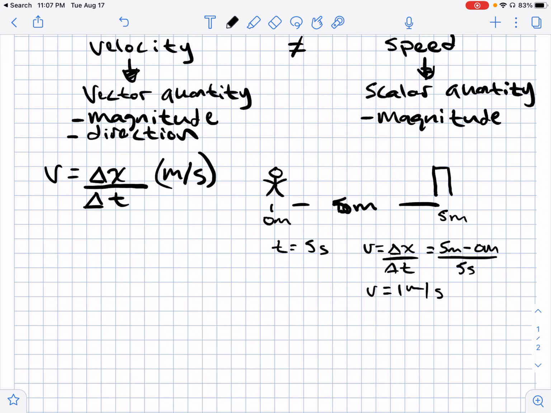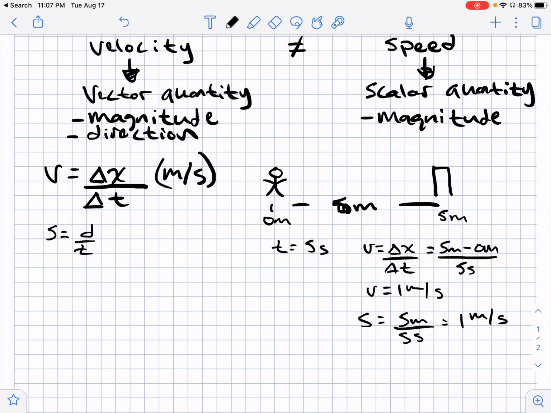If I wanted to calculate the speed, speed is equal to your distance over time. Not displacement, but my distance. And so the distance that I traveled was still 5 meters, right? So the speed would equal 5 meters over 5 seconds. That's just 1 meter per second. That's the same. Well, you might be saying, well, what's the difference?